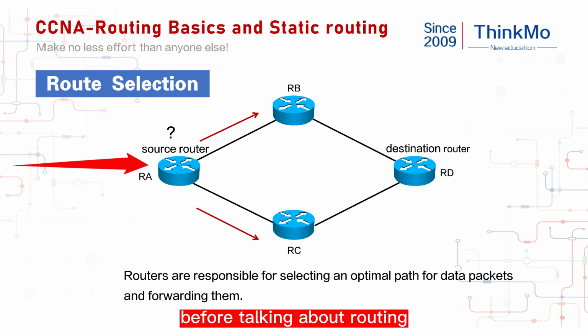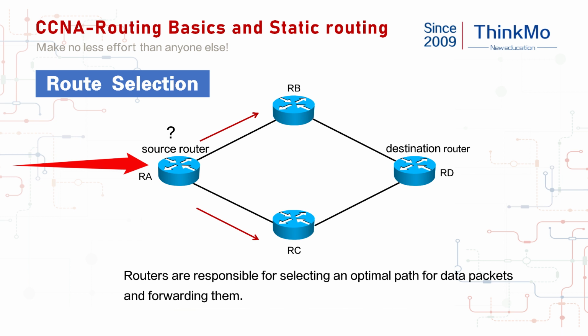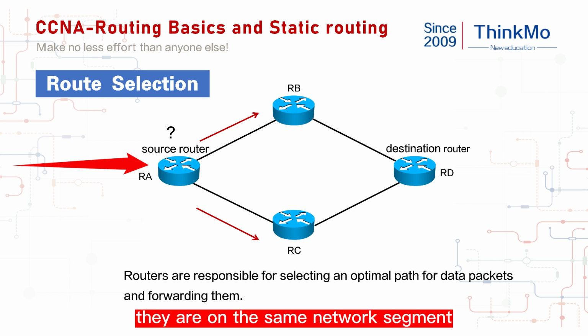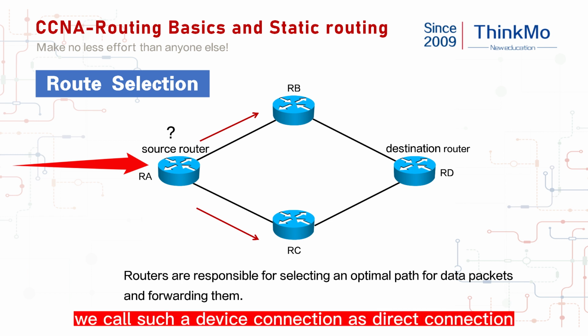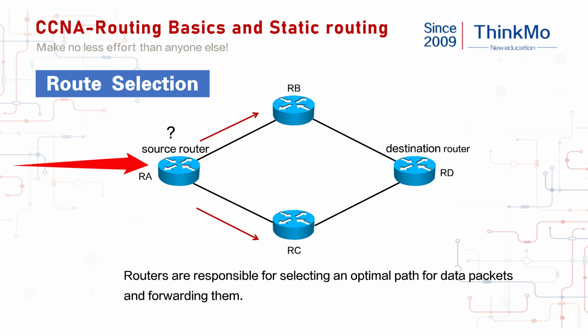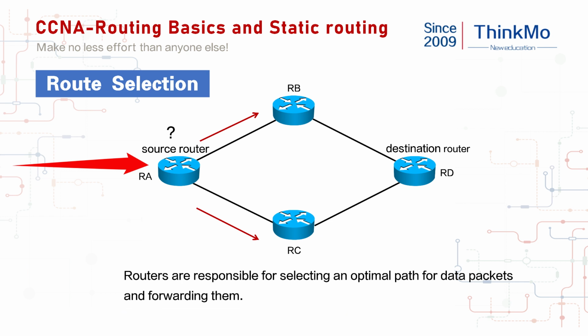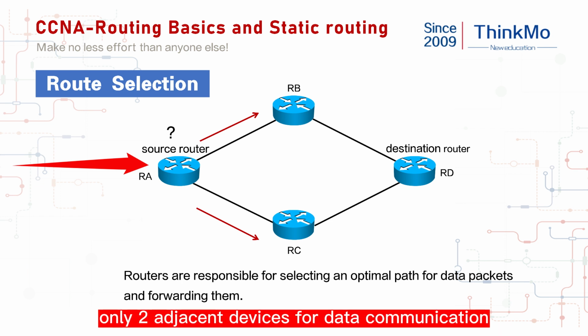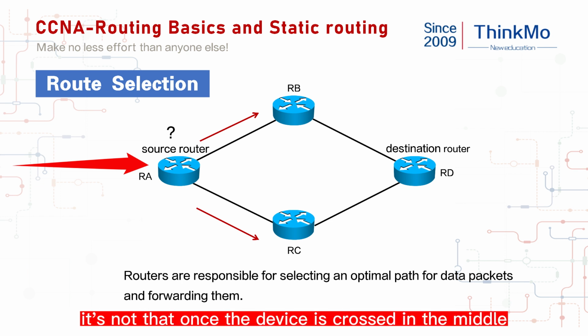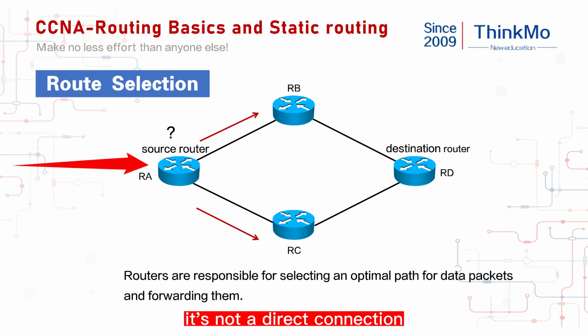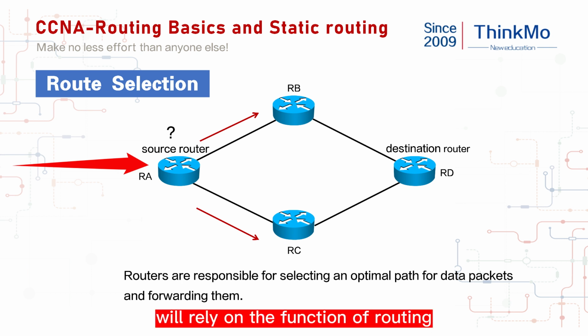Before talking about routing, let's review the simplest case. Two devices are on the same network segment. We call such a device connection a direct connection. But the future network is certainly not all devices directly connected in pairs. In the future, there will not be only two adjacent devices for data communication. If devices are separated by something in the middle, it is not a direct connection, and the communication between them will rely on the function of routing. Because they are directly connected, they can communicate directly.